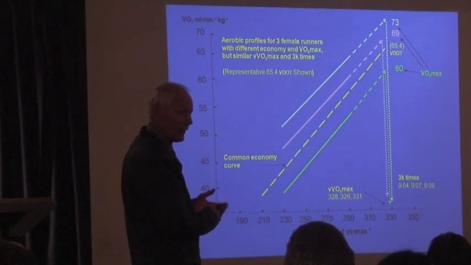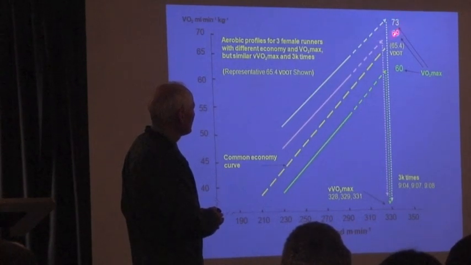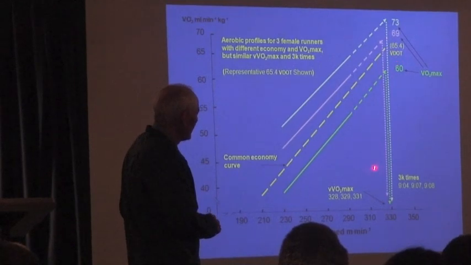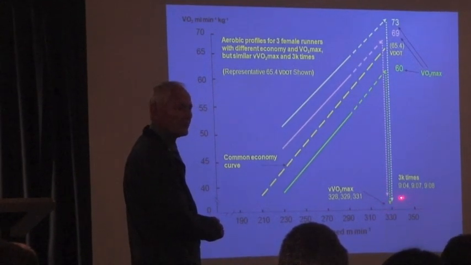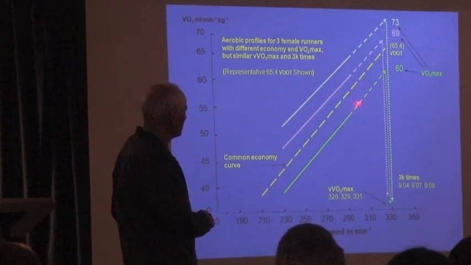Now that is a high max. Here's a girl with a 73 max. Here's another one with a 69 max, and here's one with a 60.4 max. And they all ran at the same time for 3,000. Because the one with the high max was poor in economy, the one here was not quite so good, and this one had unbelievably good economy.